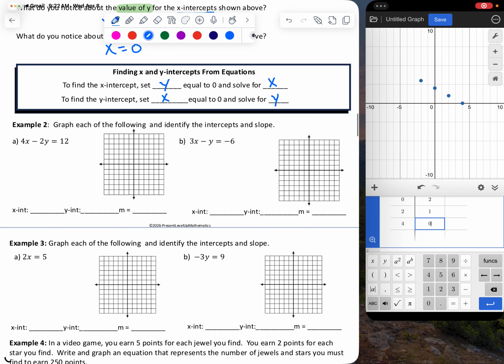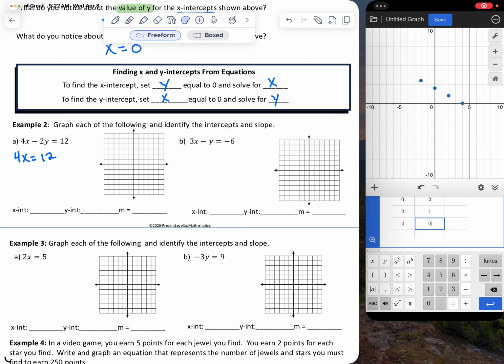So what that means in example 2 is that if we want to graph each of the following and then identify the intercepts and the slope, all we have to do to find the x-intercept is to let the value of y be 0, which means all we would have left here in our equation to solve is 4x is equal to 12.